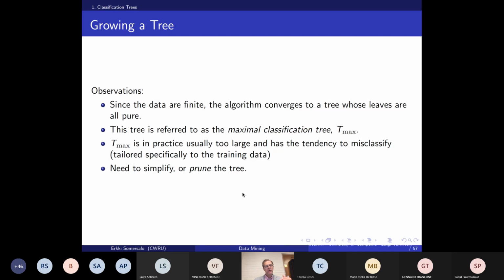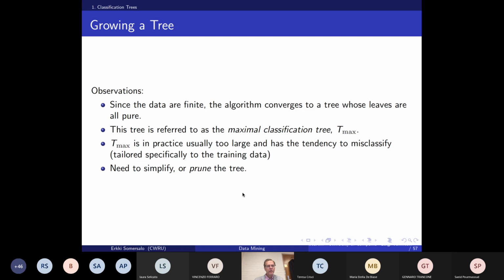So we want to find a smaller tree where the leaves may not be pure. The classification is done by the majority vote principle. When you arrive at a leaf, you just check what is the dominant class, and then you use that for classification. So there may be some misclassification error even with your training data, but at least the tree is a little bit smaller and it's not that prone to noise in the training data.